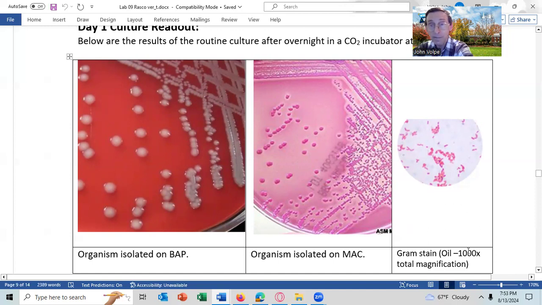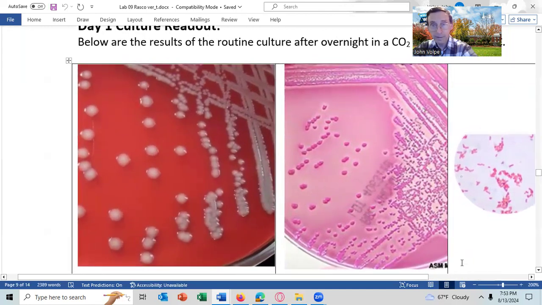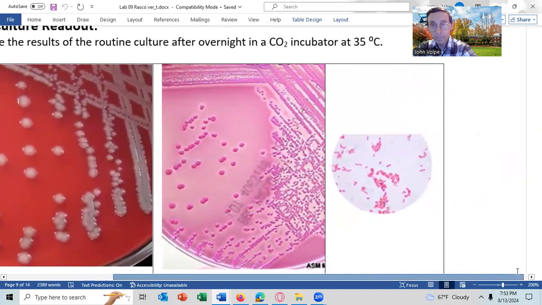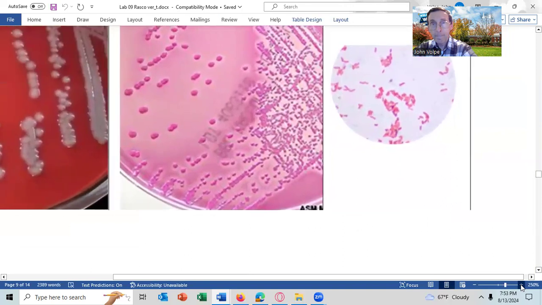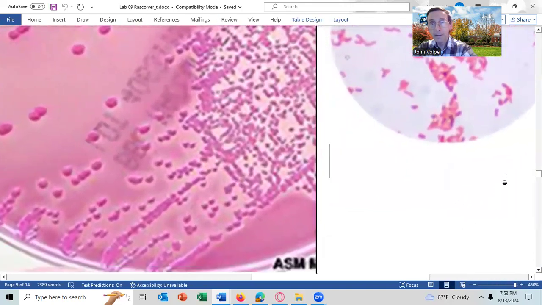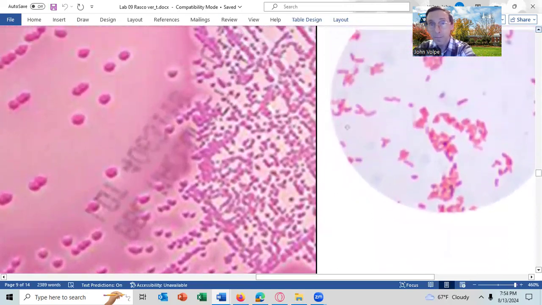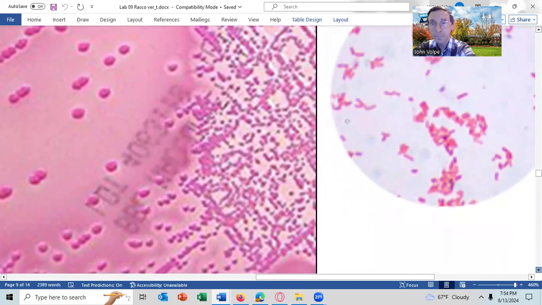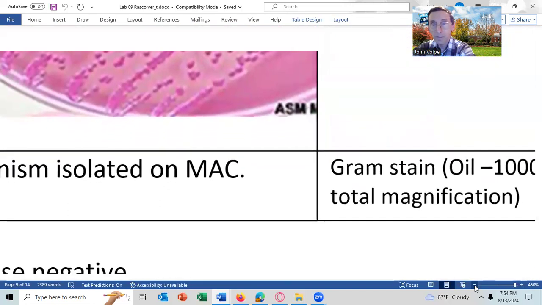And then there's the Gram stain. You have to blow this up to look at it, because I can't tell what shape it is there. It kind of looked like cocci when it was smaller, but now that it is larger, I can see that's not cocci. Just tell me if it's Gram negative and what the shape of the bacteria are.